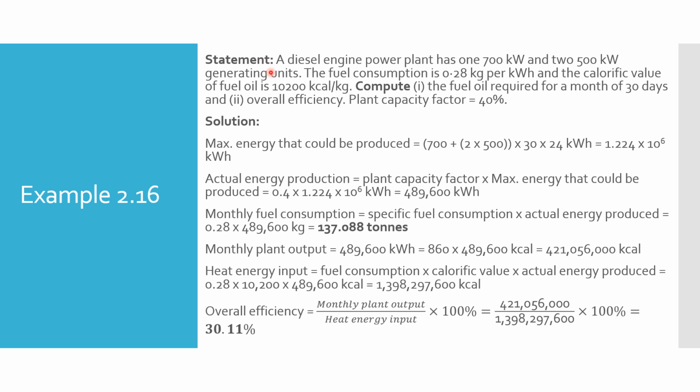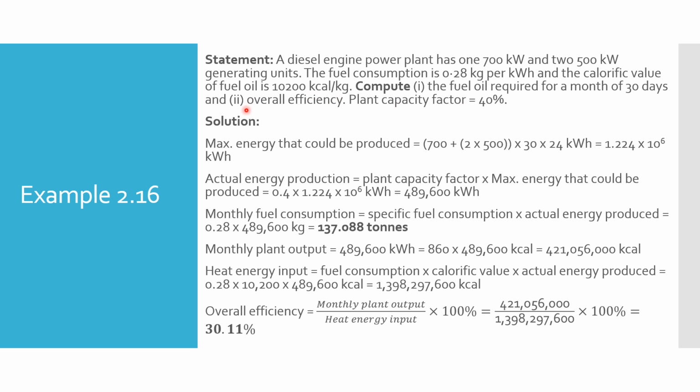This is another example. A diesel engine power plant has one 700 kilowatt and two 500 kilowatt generating units. So a diesel electric power plant has one 700 kilowatt unit and two 500 kilowatt generating units. Fuel consumption is 0.2 kilograms per kilowatt hour, and calorific value of fuel is 10,200 kilocalories per kg. You have to compute the fuel oil required for a month of 30 days. So you must find out these requirements so that you have appropriate oil quantity stored in the storage tank.